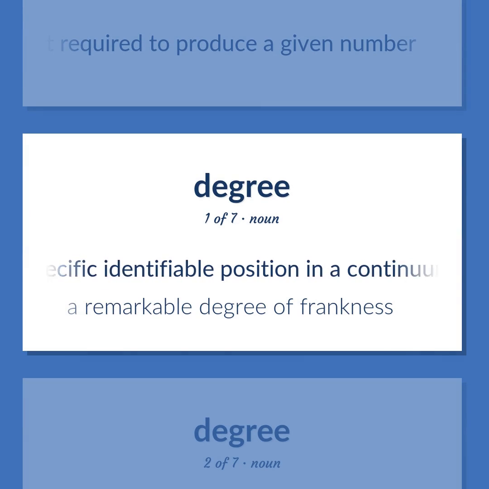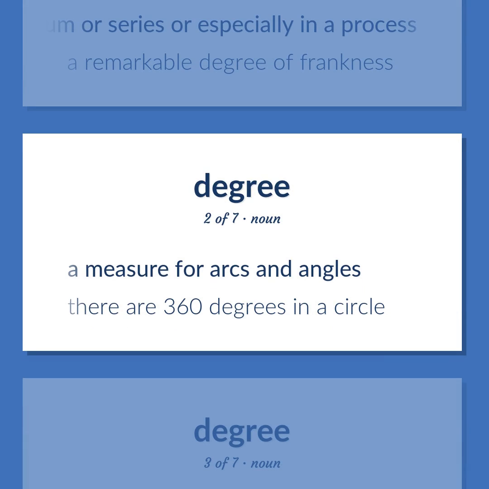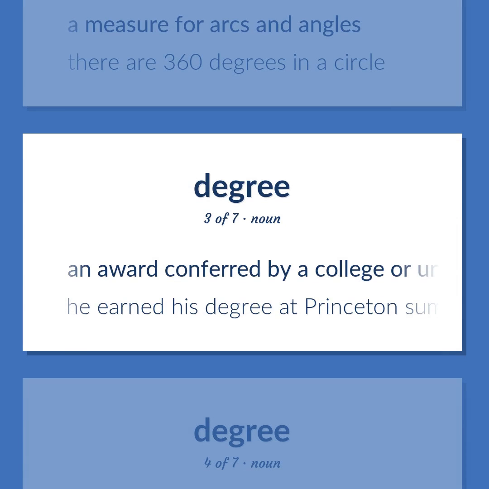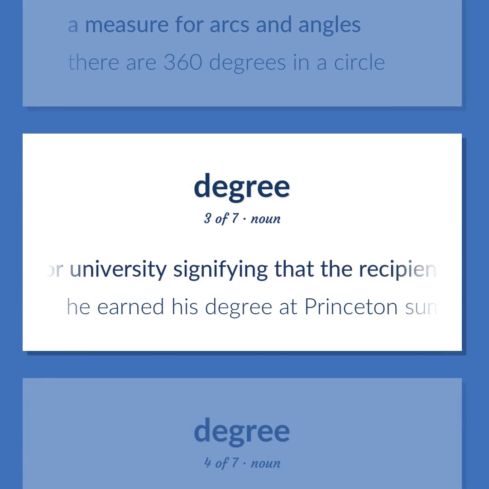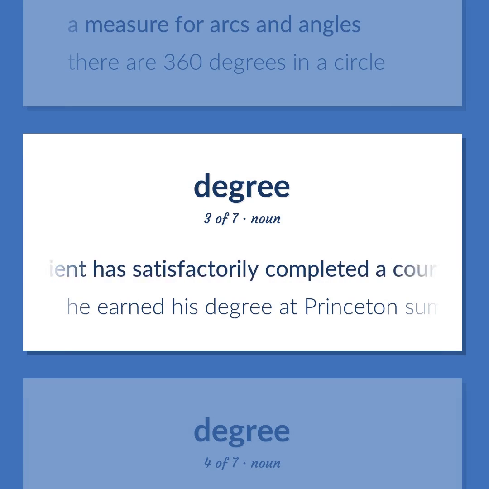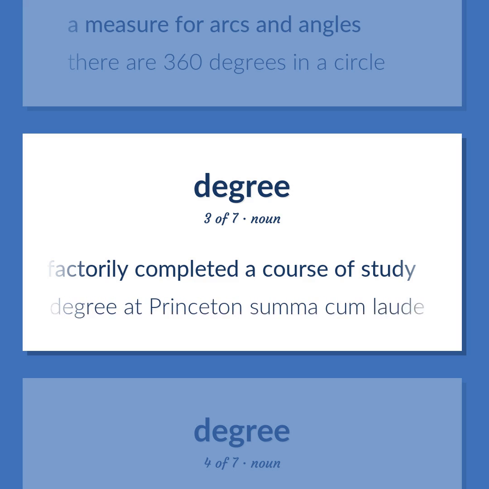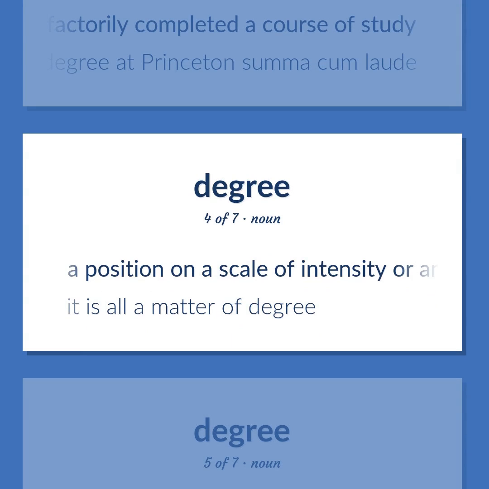Degree: A specific identifiable position in a continuum or series or especially in a process. A remarkable degree of frankness. A measure for arcs and angles. There are 360 degrees in a circle. An award conferred by a college or university signifying that the recipient has satisfactorily completed a course of study. He earned his degree at Princeton summa cum laude. A position on a scale of intensity or amount or quality. It is all a matter of degree.